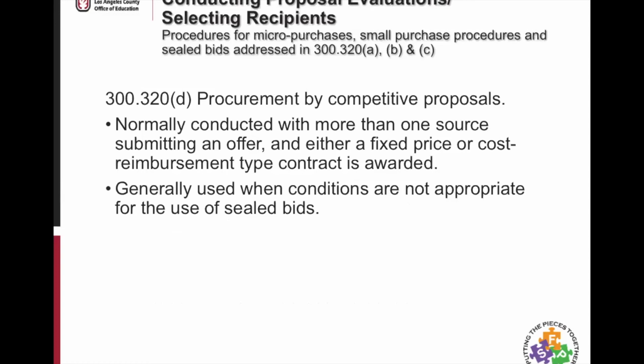We have different types of purchases: micro purchases, small purchases, sealed bids. What are your procedures for each of them? And for competitive proposals, normally you have to have more than one source that submits an offer, and either a fixed price or a cost reimbursement, what type of contract. If you use sealed bids, the conditions are different when you use sealed bids. So that whole bidding process and different purchasing, what's the oversight on that?